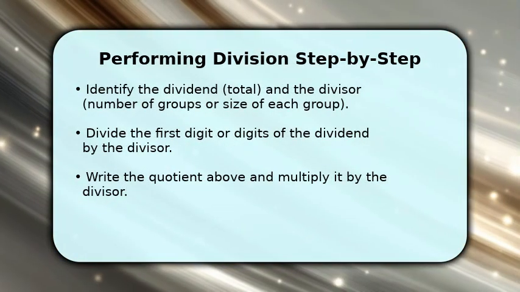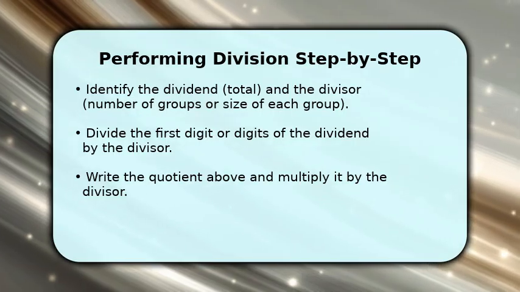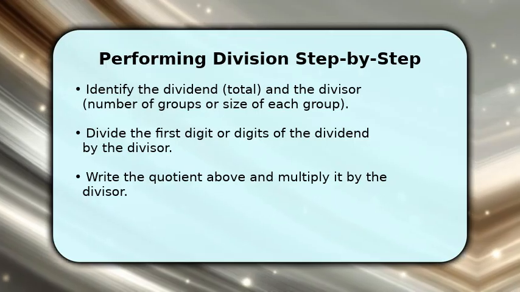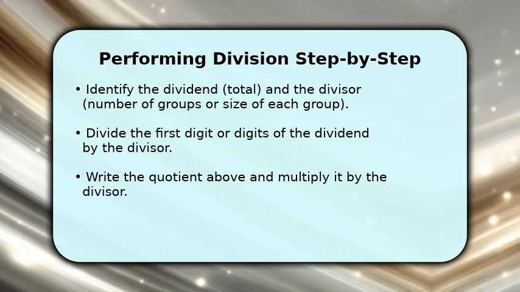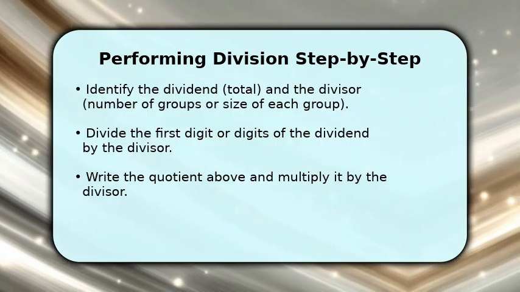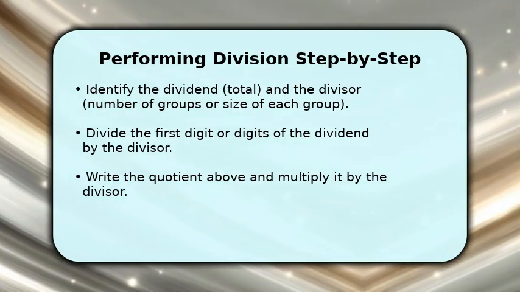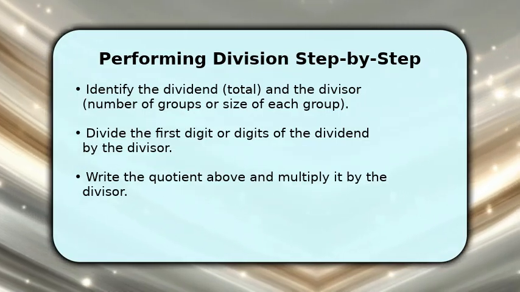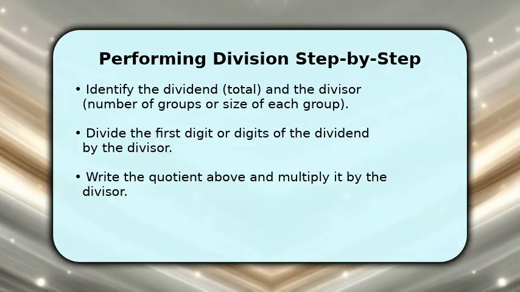Now, let's walk through the process. First, set up your division problem with the dividend inside the division symbol and the divisor outside. Begin by dividing the leftmost digit or digits of the dividend by the divisor. Write the result, the quotient, above. Then, multiply this quotient by the divisor and subtract that product from the part of the dividend you just used. Bring down the next digit and repeat these steps until you have no more digits to bring down.